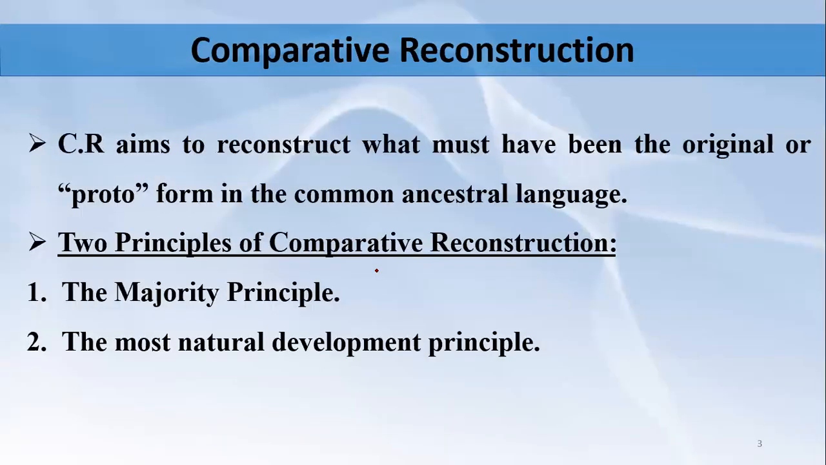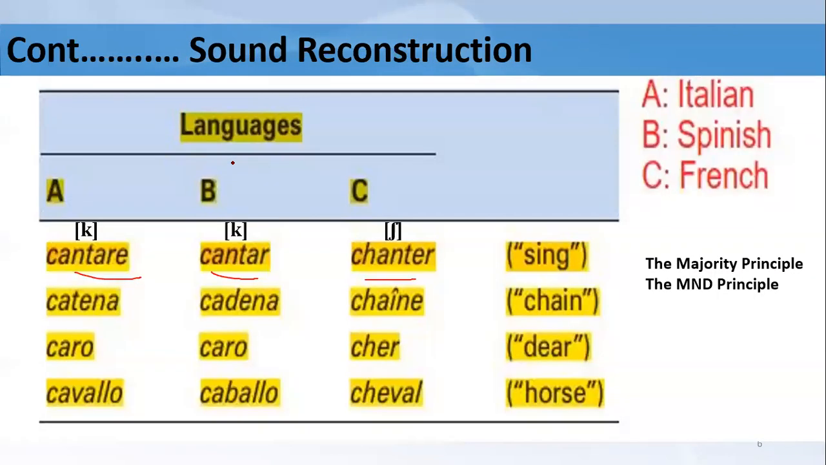Today we have to talk about comparative reconstruction. Now, first of all, what is meant by comparative reconstruction? Comparative reconstruction is actually a technique. Fine. Why do we use it? When we have a set of cognates, for example, this is one set, cantare, cantar, and chanter, but we do not know which of these three forms is the protoform, which of these three forms is the most original form.